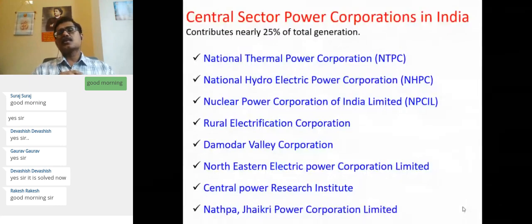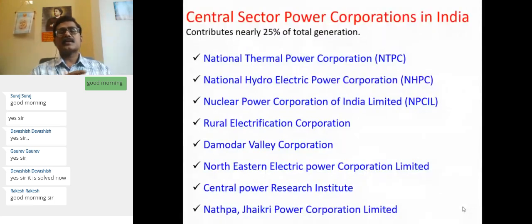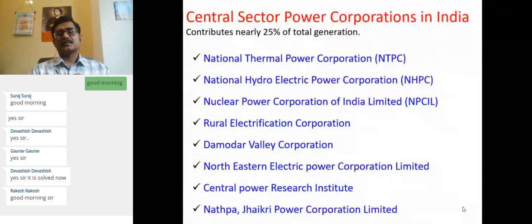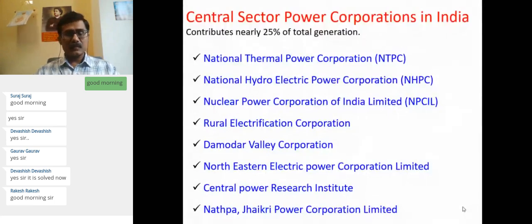Now NTPC is not only involved in the generation of power, but it is also involved in the training of personnel, training of the people, who can be absorbed for the operation of that company itself. So you may visit the websites of these different power generation companies, because they recruit a lot of mechanical engineers for their operation.